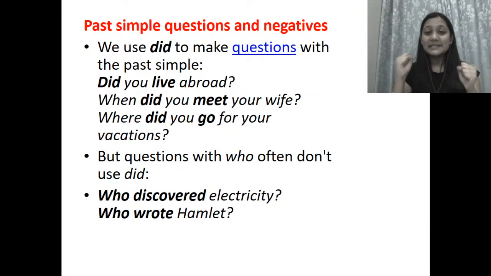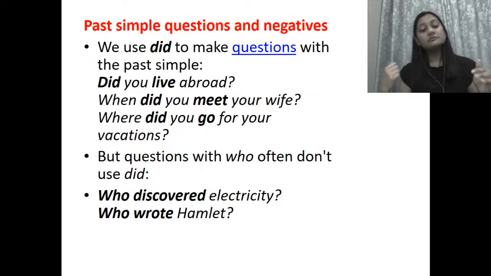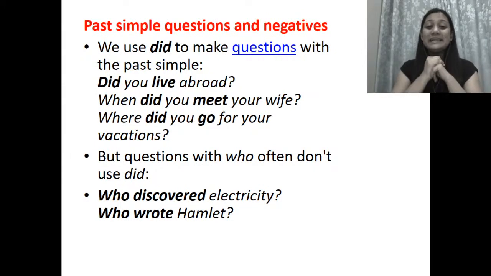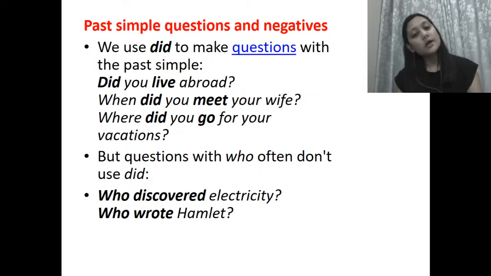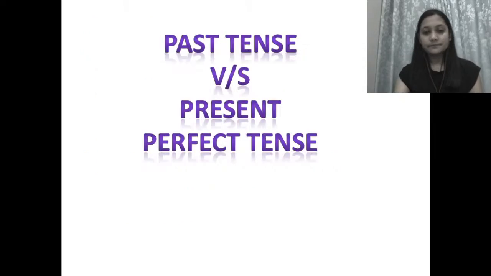we always, please keep this in mind, have to use the first form of the verb, the base form of any verb. For example, did you live abroad? Right? Did you live? We cannot say did you lived abroad. When did you met your wife is completely wrong. It is supposed to be when did you meet your wife, right?